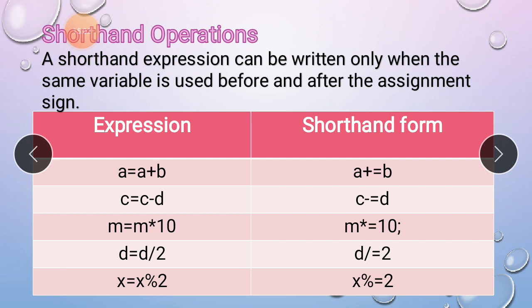C is equal to C minus D. C minus is equal to D. M is equal to M into 10. M into is equal to 10. These are all the different examples.